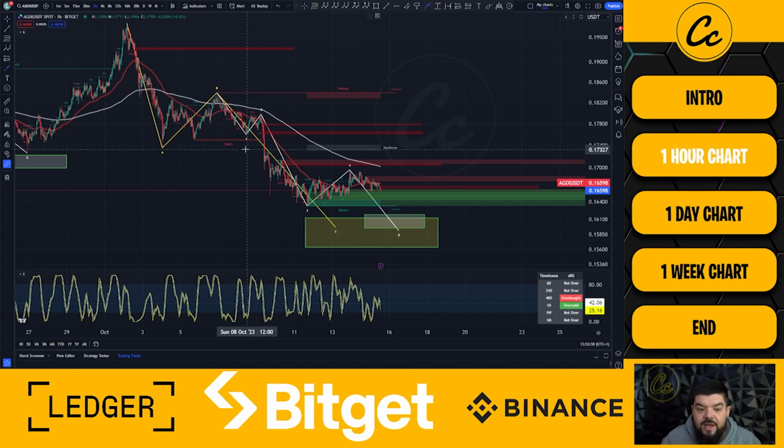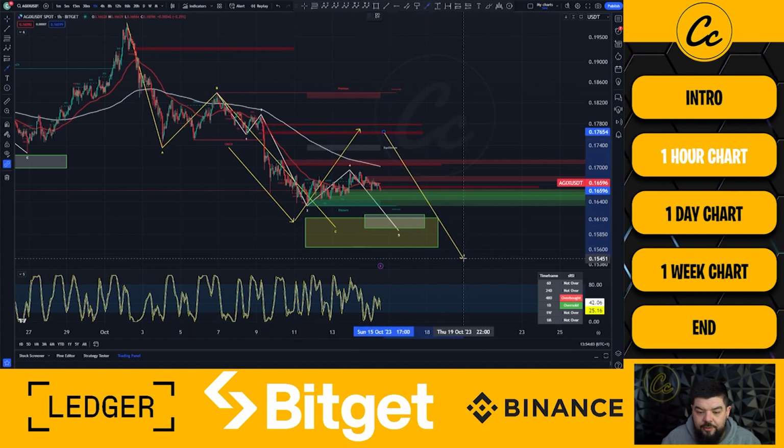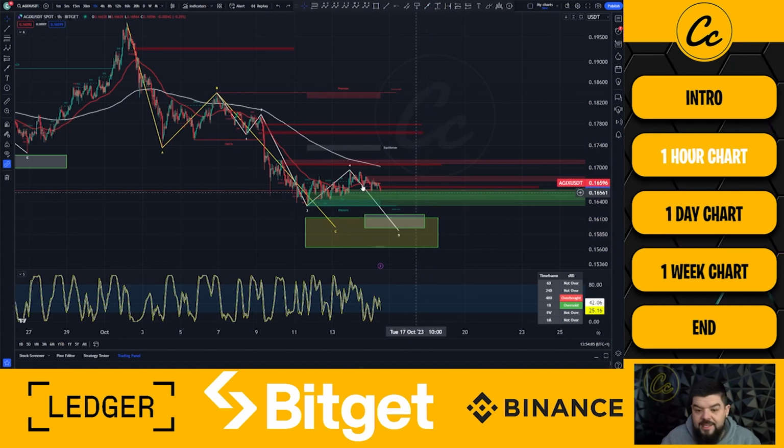What we do see happen very often is when we see these bearish changes of character, we see the price drop for a short period of time. We then see a push back up to retest this area before then we would obviously look for another break to the downside, and I do think that is the next likely play here for AGIX.